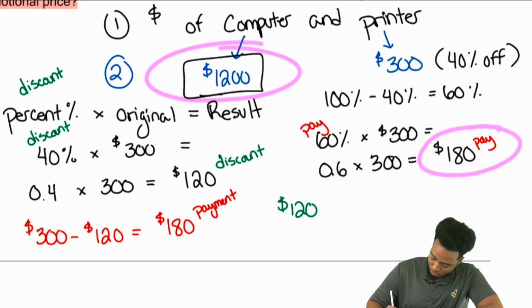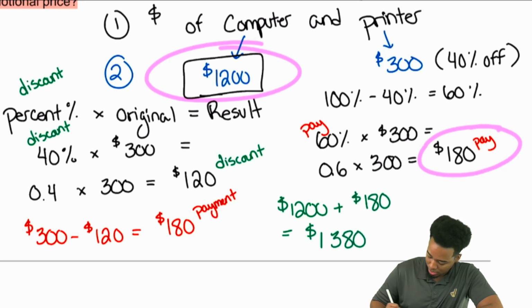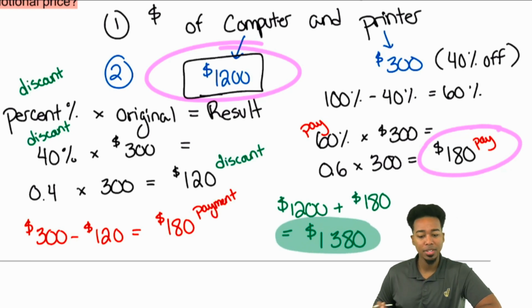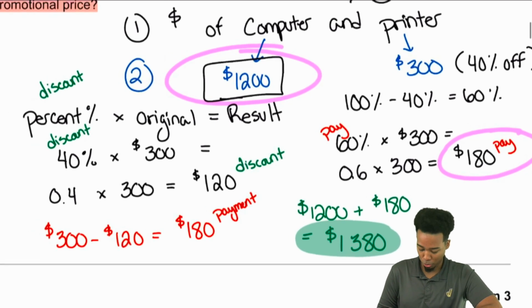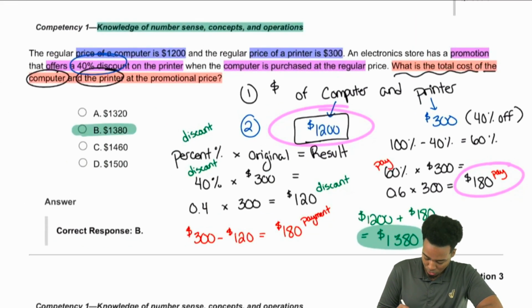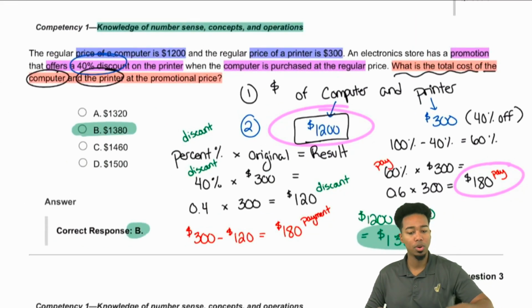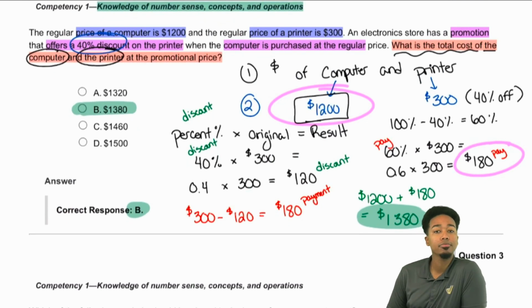$1,200 plus 180, that's going to equal 1,380 bucks. And that is the amount that we pay for both the computer and the printer at that promotional price, which is answer choice B, which is the one that's listed on the website as well. And there we go.